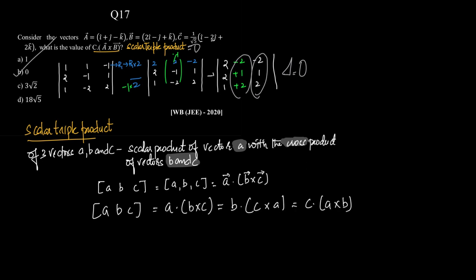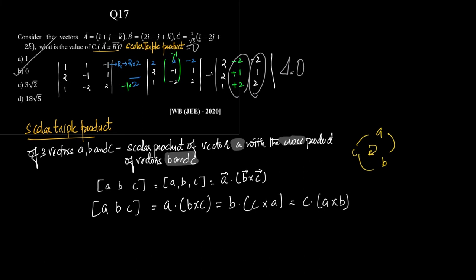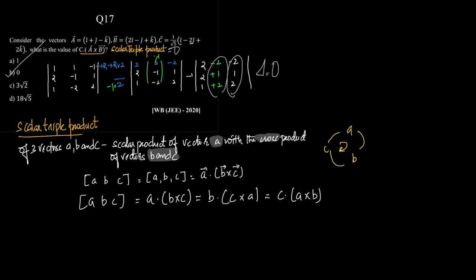Always make sure that this cycle, A to B to C and then C to A, is maintained. The cyclic way of writing should always be present: ABC, BCA, CAB. That cyclic order should be maintained, because if not, the value differs and then the answer goes wrong.